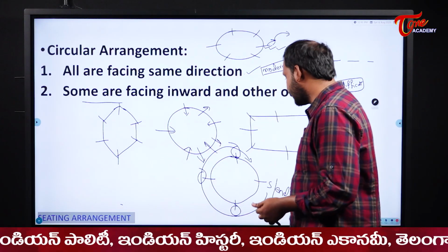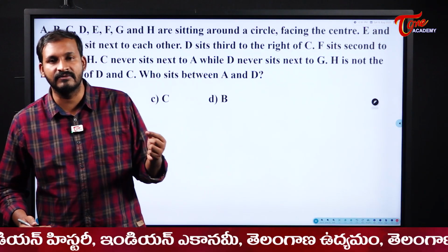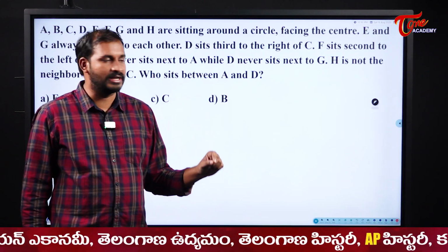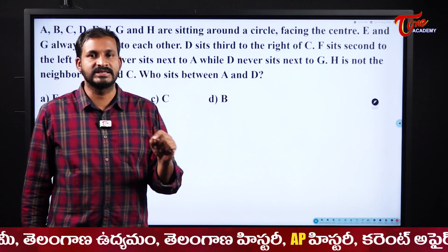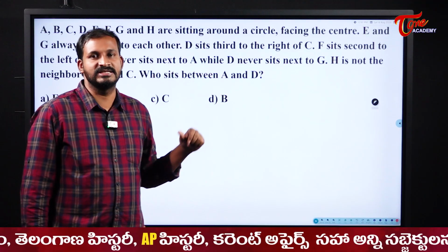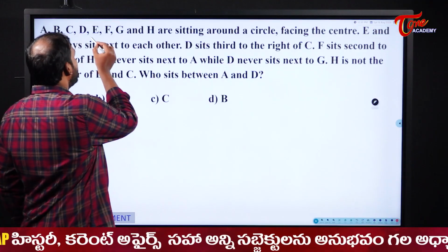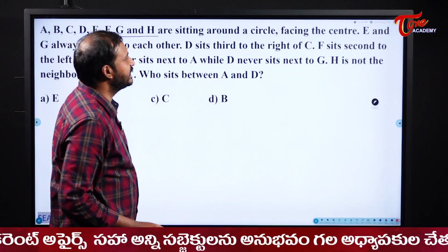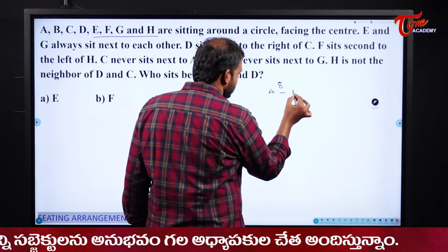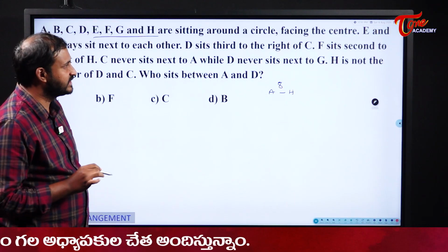Now we will try to solve the questions. Already in the linear arrangement video, our last video, I told you how to take the values and where to take the values, and we discussed each and everything in a detailed manner, students. So please do watch that video so that you can easily understand what we are doing here. First, see here: A, B, C, D, E, F, G, H, a total of 8 persons, are sitting around a circle facing the center. All are facing the center.